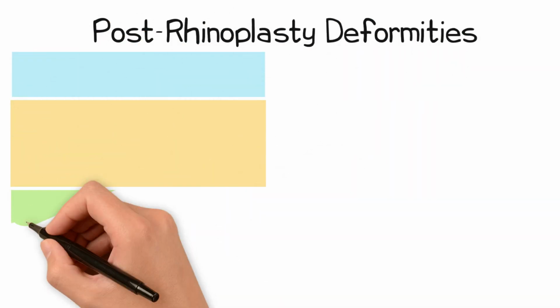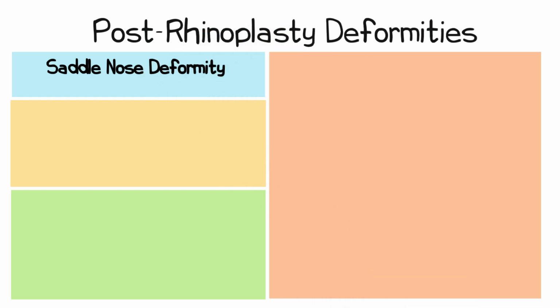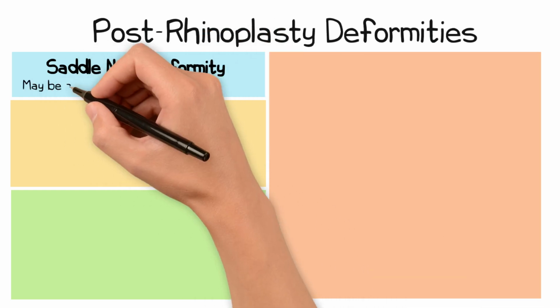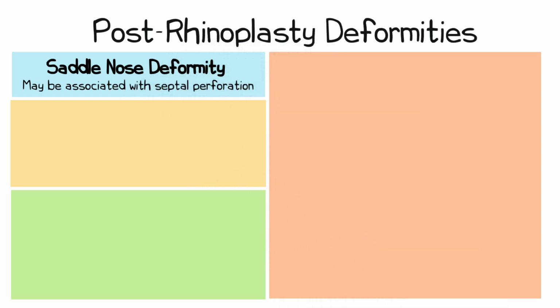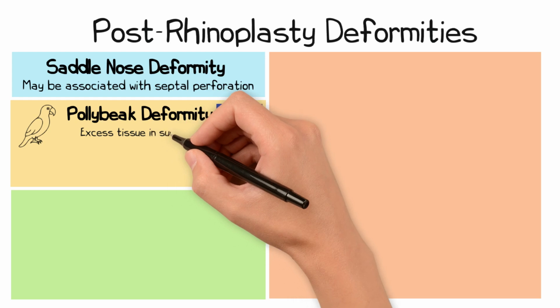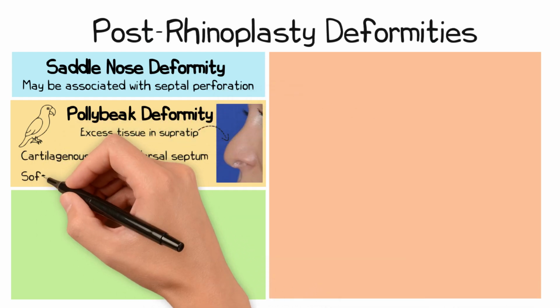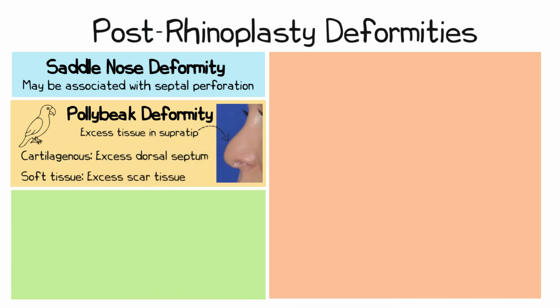What are some of the most common post-rhinoplasty deformities? A saddle nose deformity is something that we have spoken about before, and this may also be associated with a septal perforation after surgery. A polybeak deformity refers to the appearance of a parrot's beak. This is due to excess tissue in the supratip and can be cartilaginous in nature, a so-called cartilaginous polybeak from excess dorsal septum left behind in the supratip, or a soft tissue polybeak characterized by excess scar tissue following surgery.